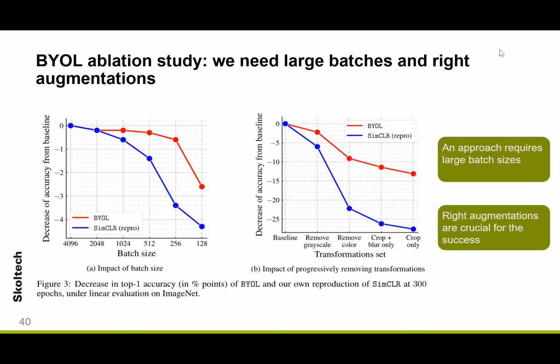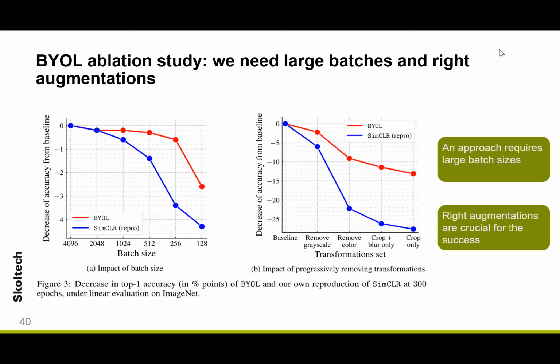And the first thing is that we need large batch sizes. We compare the quality of the solution compared to the considered batch size. Again, we consider top 1 accuracy for linear evaluation on Imagenet. We have also some specifications, but we don't care much about it.